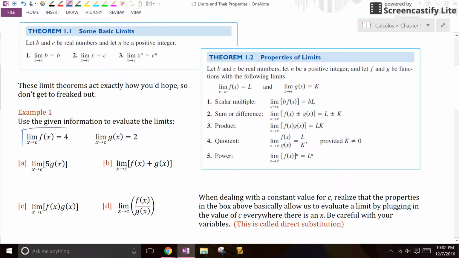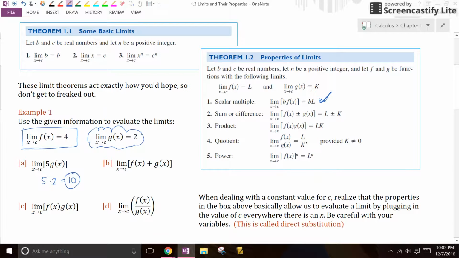So here we describe the limit of function f evaluated at c is going to be 4. And the limit of g is going to be 2. All right, now according to all of this, if you look at A, then I'm asking you, what's the limit as we approach some number c, which we don't know, of 5g of x? Well, that's right here. That's called the scalar multiple, right? And the scalar multiple just says, hey, you take that scalar, the number that's being multiplied, and you multiply it by the limit of the function, and you get the same answer. So this would just turn into 5 times, what did I say g of x was? 2? So you would get 10. So the limit of 5g of x is just 10.